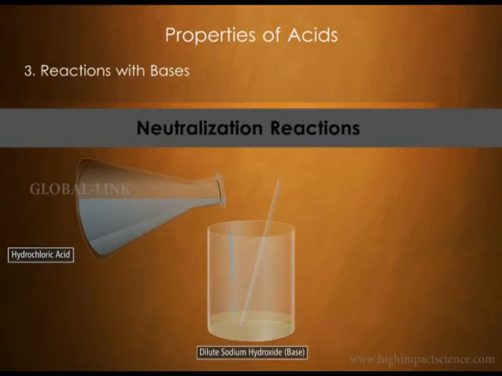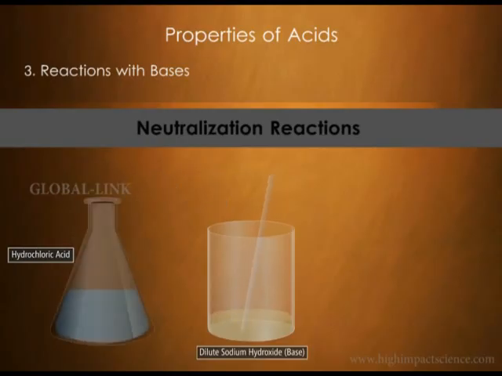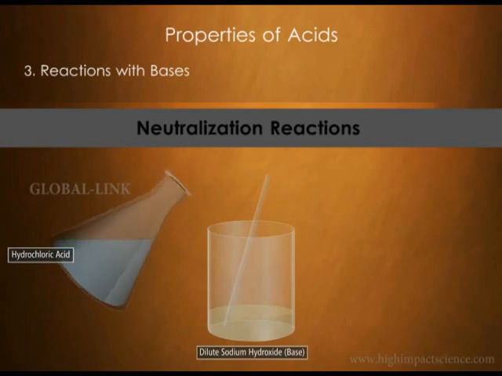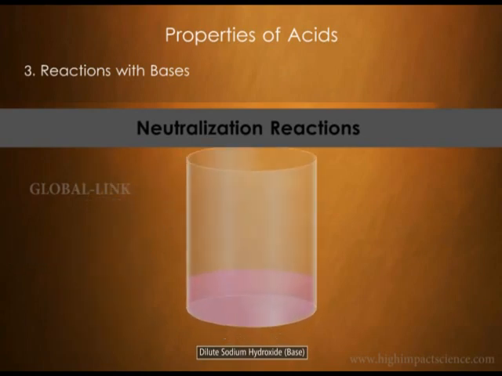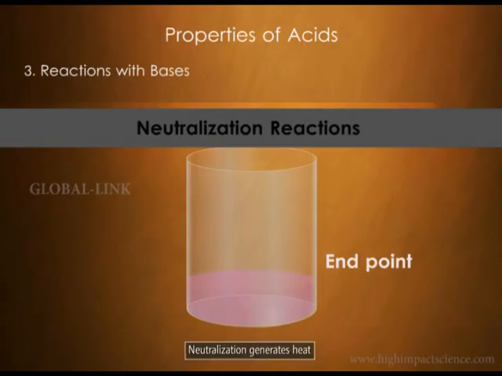We continue adding the acid drop by drop and keep stirring until the point where the color of the solution changes to pink. The change in color indicates that the added acid is just enough to neutralize the base. This is called the end point. During neutralization, the solution generates heat.